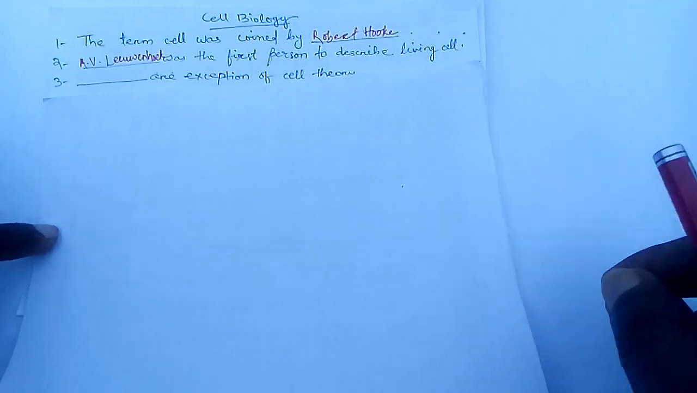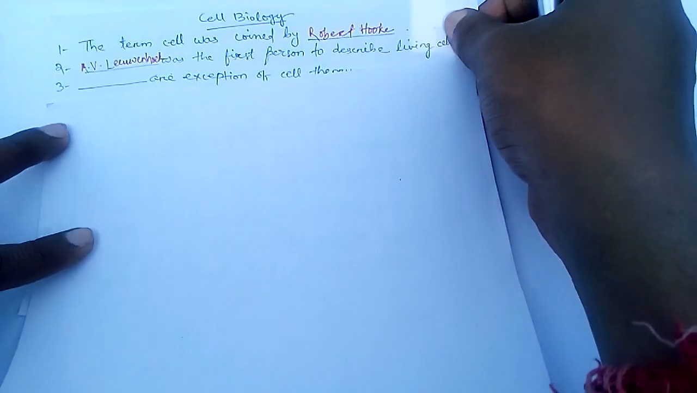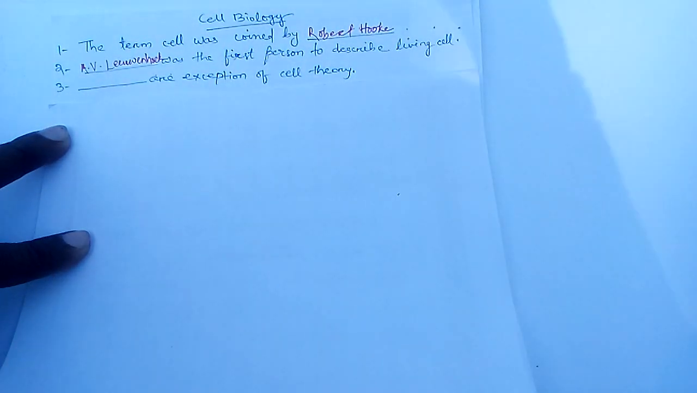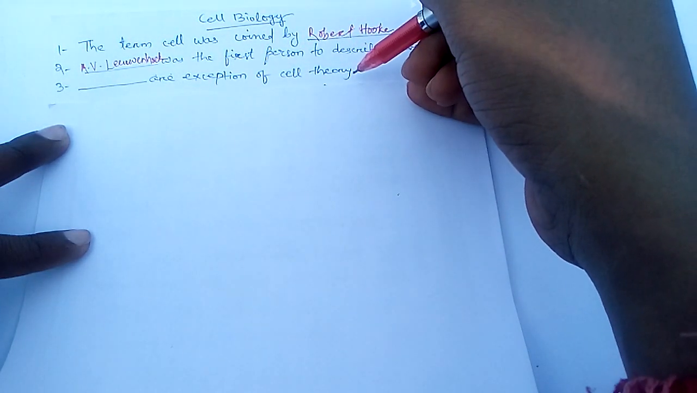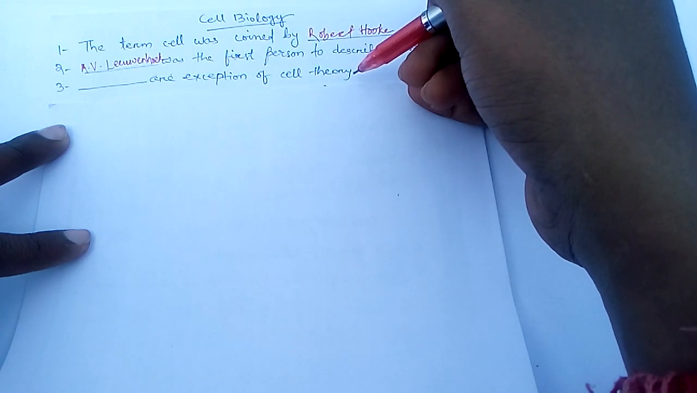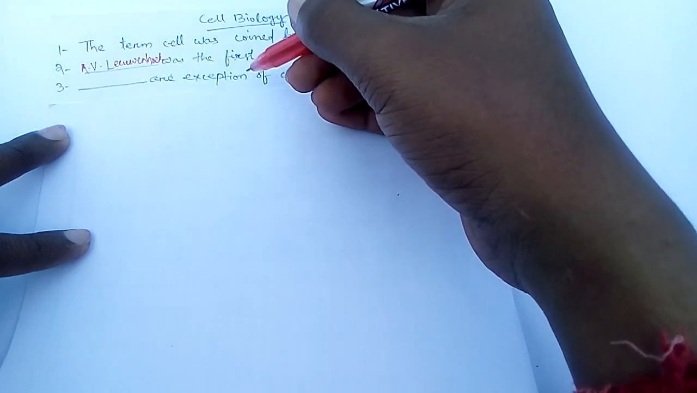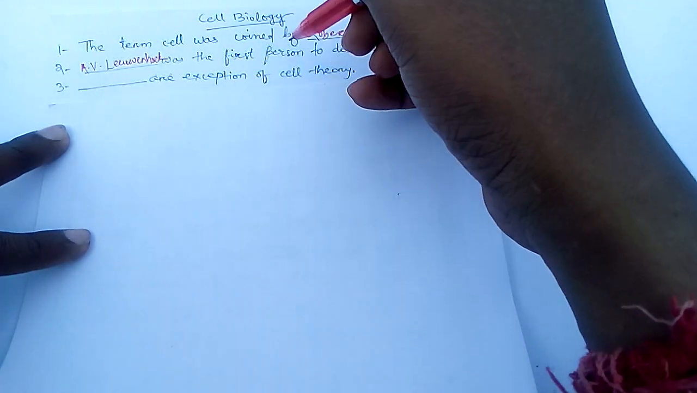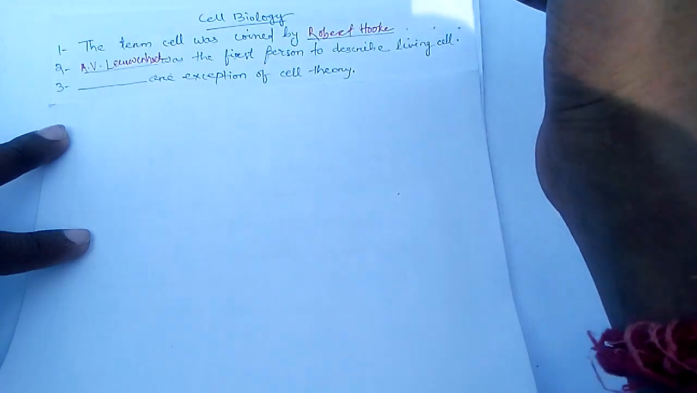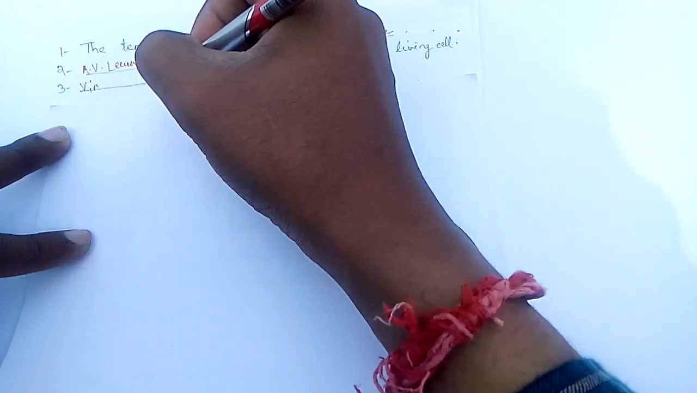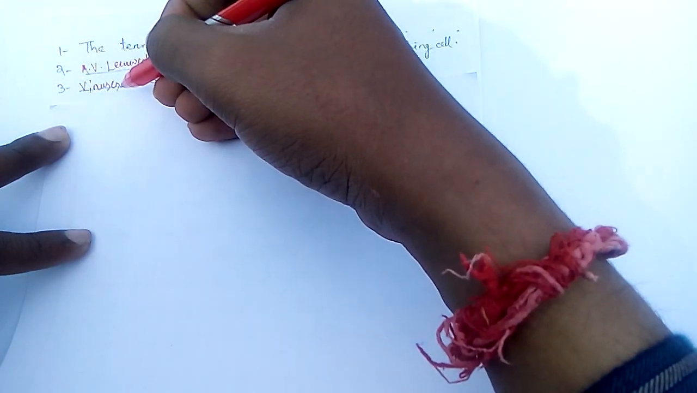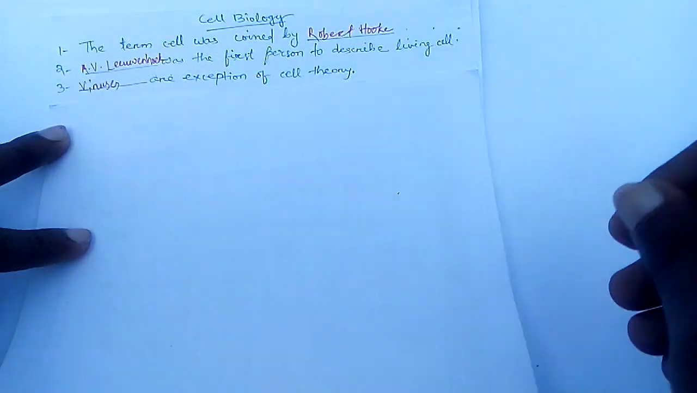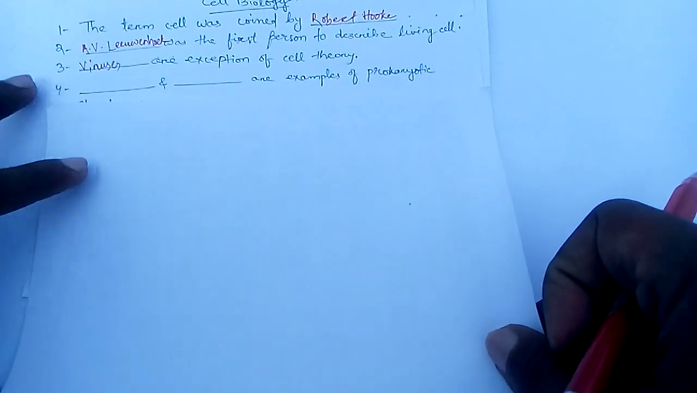This is your third question. Dash are exceptions from cell theory. As we know, viruses, viroids and prions generally do not obey the cell theory, because cell theory says all living organisms are made up of cells and life does not exist in a unit smaller than the cell. But viruses, viroids and prions do not come under the cell theory. So the right answer will be viruses. Viruses is the correct answer. Excluding viruses, if you write viroids, prions, etc., then they will also give you the correct mark. Then move to the next question.